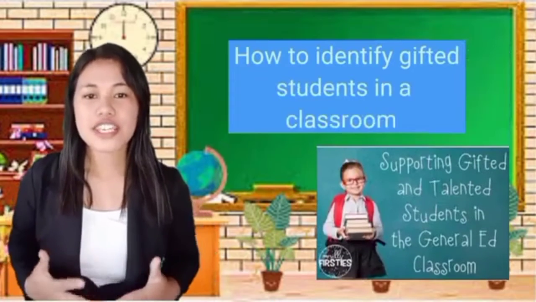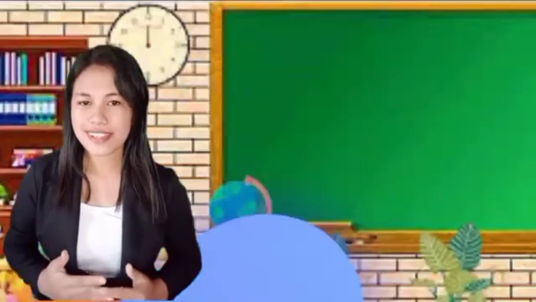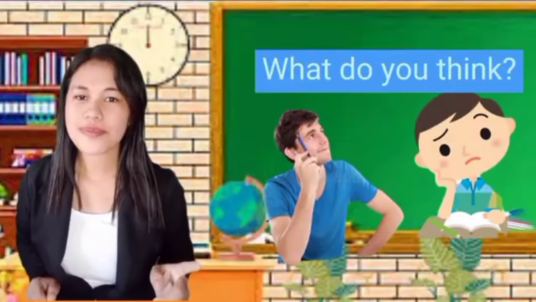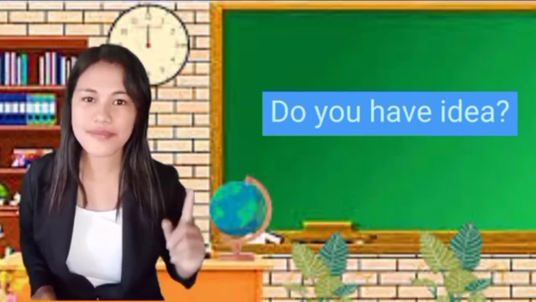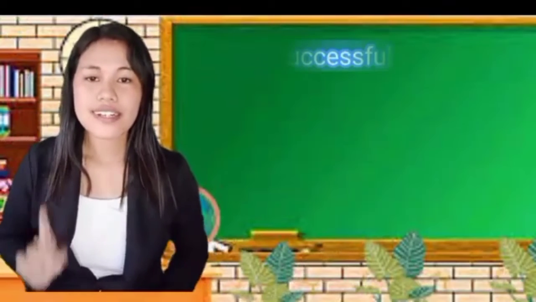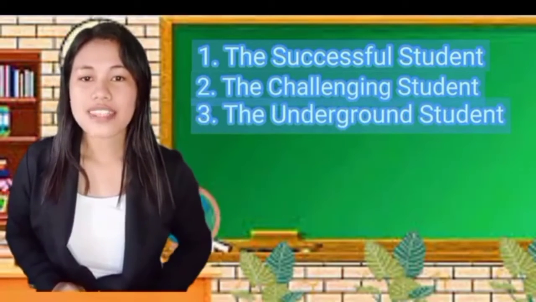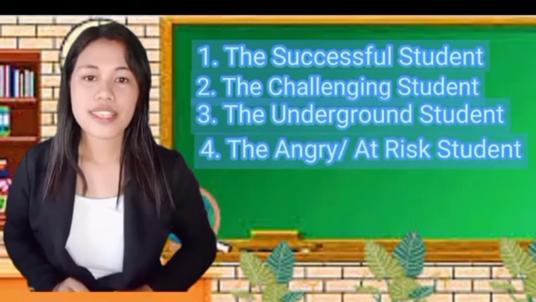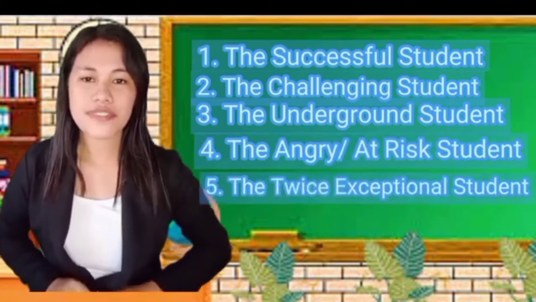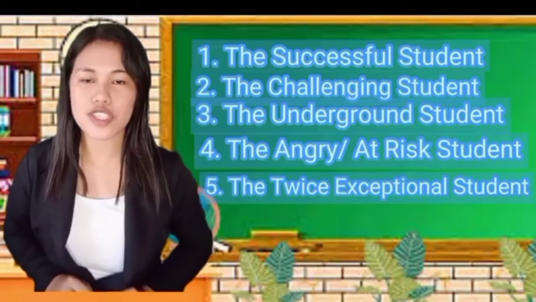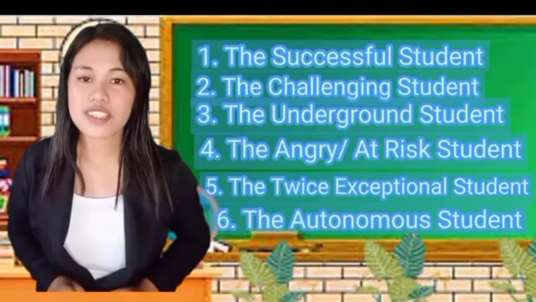How to identify gifted students in a classroom. So what do you think? Does anyone have an idea? Okay, to identify the gifted students in a classroom, there are 6 checklists that each student exhibits. Number 1, the successful student. 2, the challenging student. 3, the underground student. 4, the angry or at-risk student. 5, the twice exceptional student. And 6, the autonomous student.